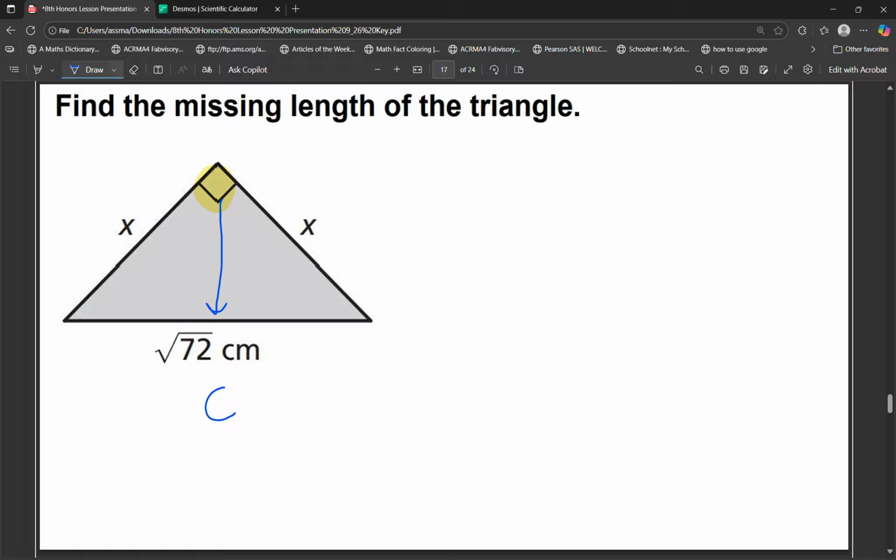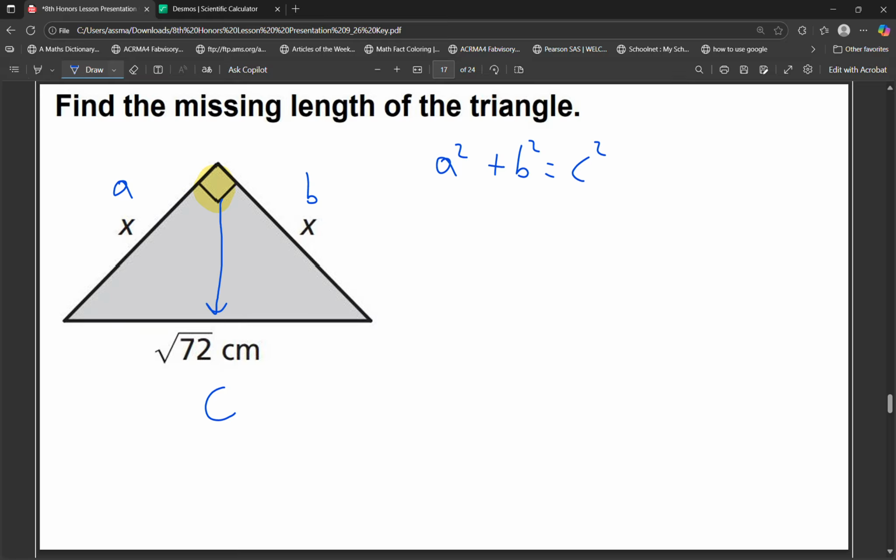Now, then you identify your legs. So here's one leg. I identified that as A, and then over here it's my B. Which then allows me to use the Pythagorean theorem formula, which is A squared plus B squared is equal to C squared.